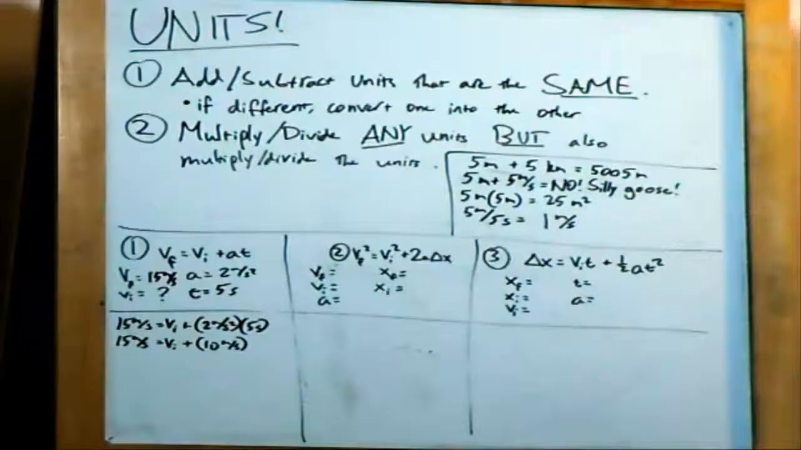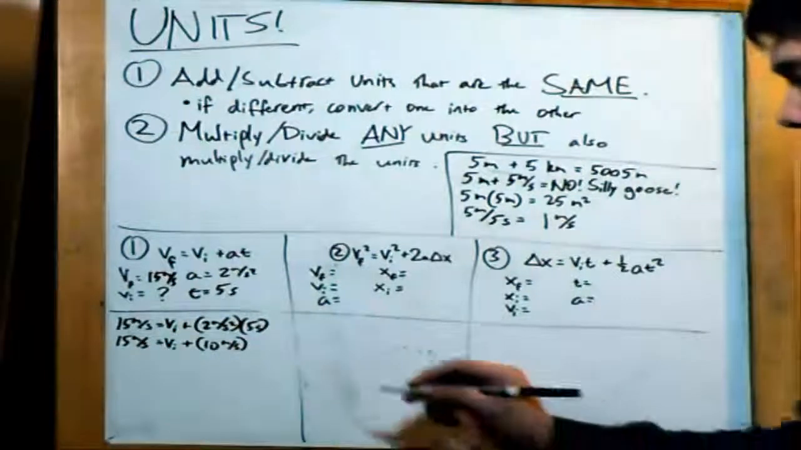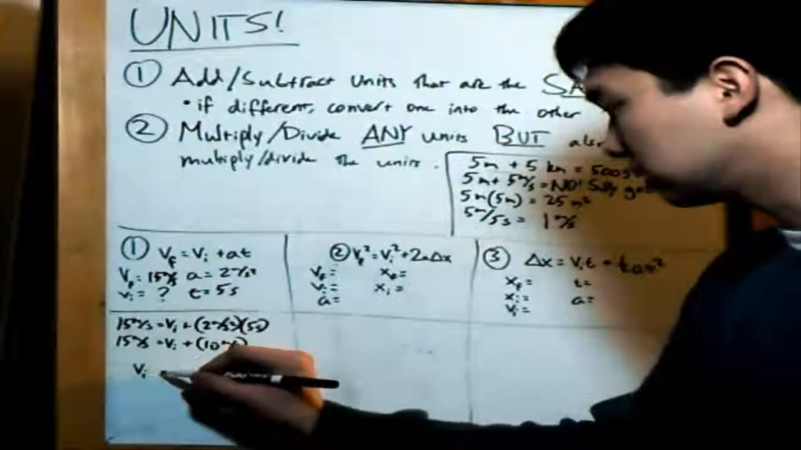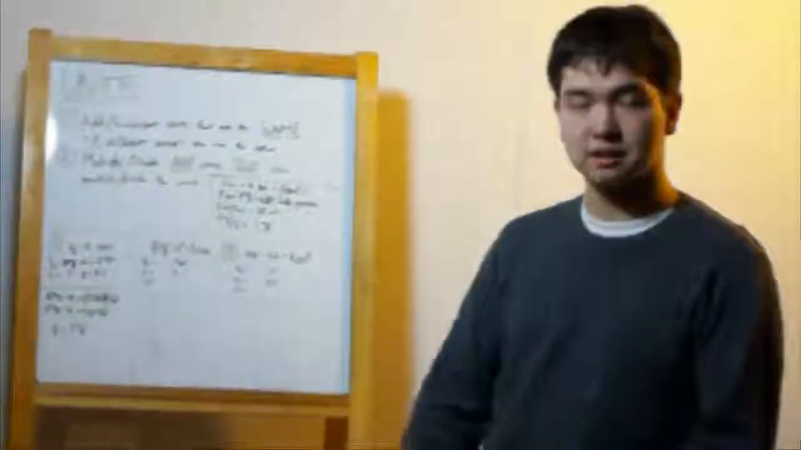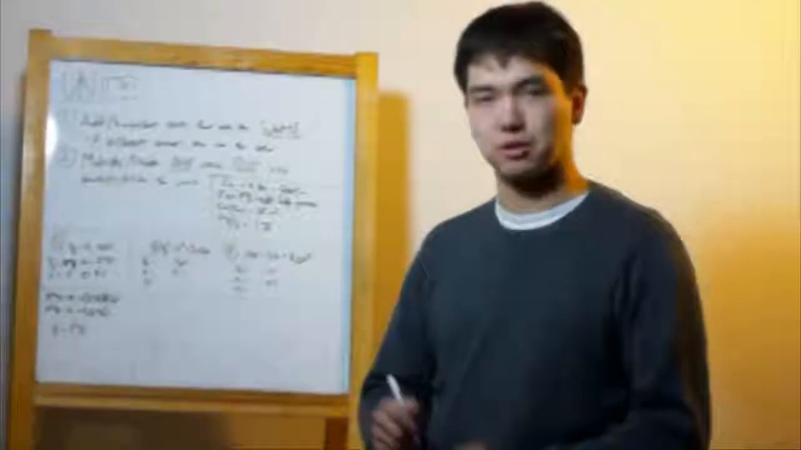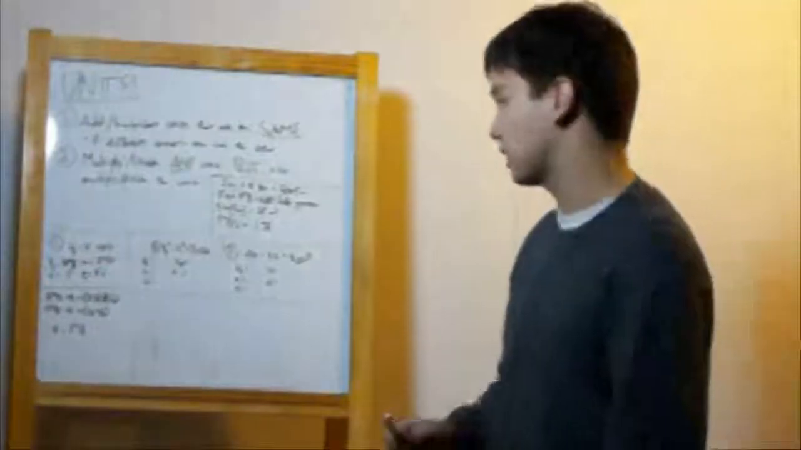And isn't that lovely how that worked out? We have meters per second on both sides of the equation. We subtract 10 meters per second from both sides, giving us our initial velocity to be 5 meters per second. And yes, meters per second is a measure of velocity. This equation worked out great. Okay, so on to the next one.